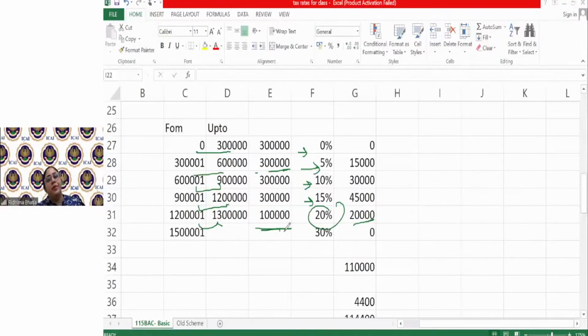And obviously 30% slab rate is not applicable here. Still, you have to divide your income in slabs, and if your income is falling under or less than the highest slab, then you have to compute the tax as per that slab. Simple. The 15 plus 30 plus 45 plus 20, my total tax comes to 1,10,000 plus cess, which is 4,400. Final tax liability is 1,14,400. Is it clear? Let's take another example.